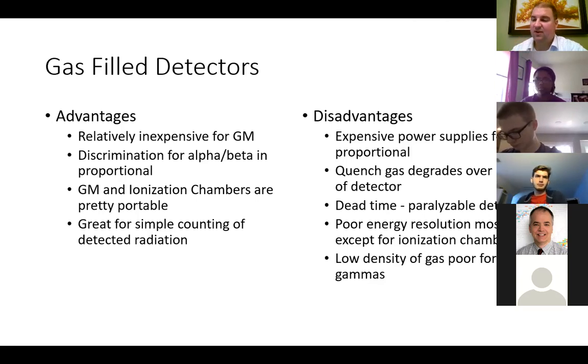So if you just want to know if there is radiation somewhere and how much is there, and not necessarily what type or what energy, then gas-filled detectors are great for this. Even ionization chambers could still be used sometimes for determining energy, but a lot of times they're used more just to determine the total amount of dose in a particular region in a laboratory, let's say.